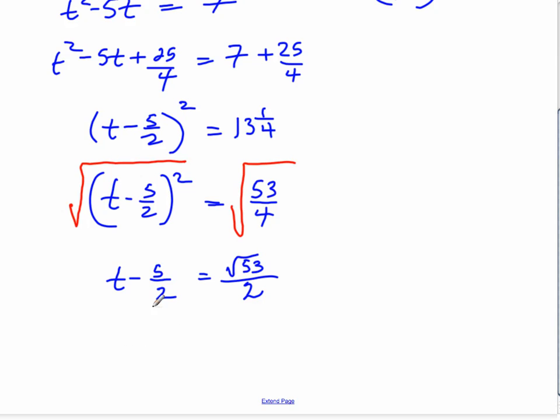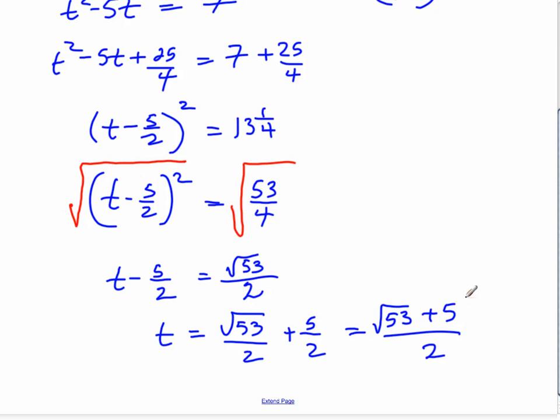So now I want to solve for t, so I'm going to add 5 halves to both sides. I already have root 53 over 2, and I'm going to add 5 over 2. If you add those, since they have common denominators, really I could write it as the square root of 53 plus 5, all over 2. And so if they're wanting an exact value for t, this would be my exact value. If they wanted an approximation, then I could figure out what the square root of 53 is, add 5, divided by 2.